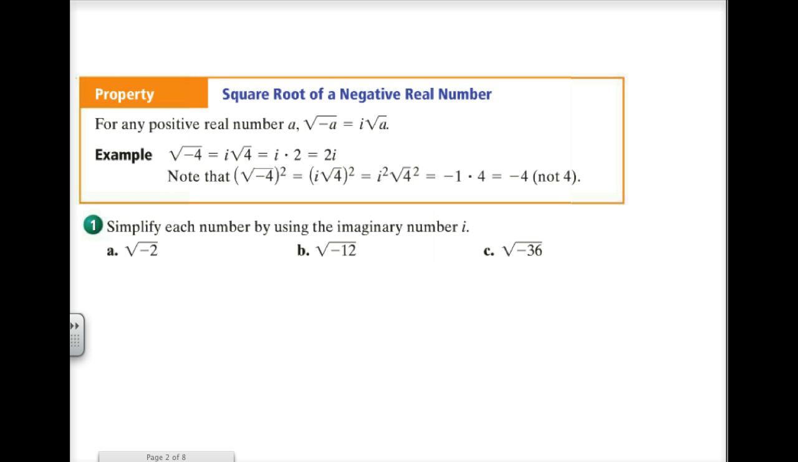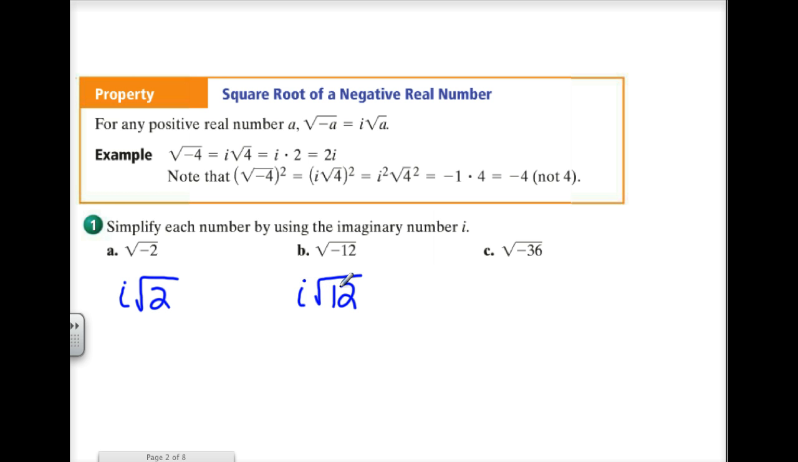So let's simplify using this property. Letter A says square root of -2. Again, that negative just means that I need to pull it out of that square root. Therefore, that negative gets pulled out as an i, and the square root of 2 gets left. So when I rewrite that as a positive, it becomes i square root 2. Back to -12, I pull that i out, so now I've got i square root 12.